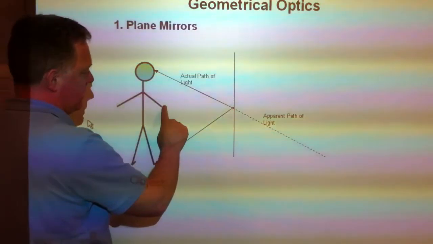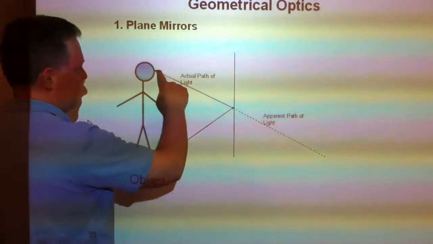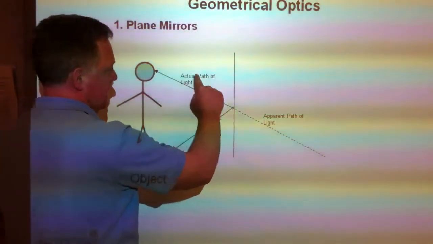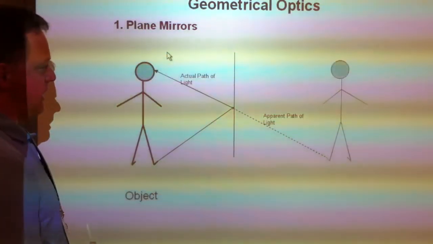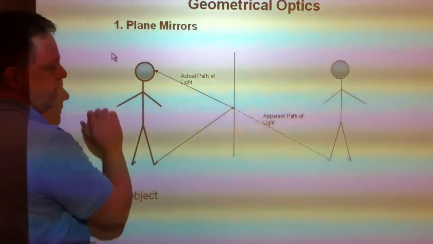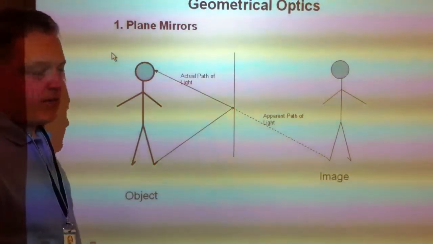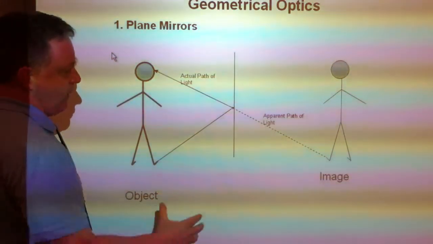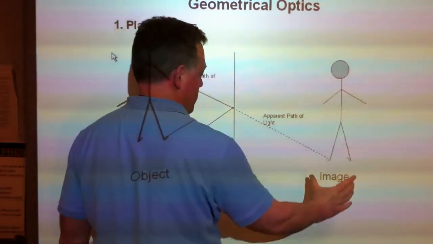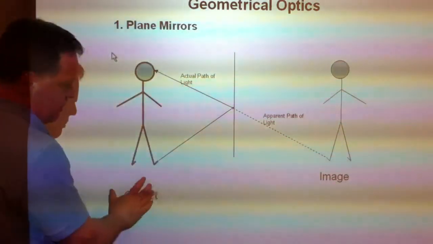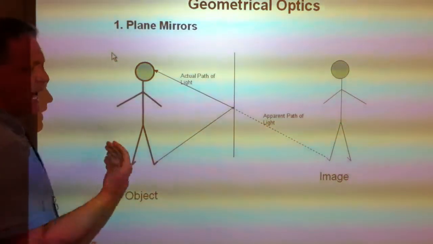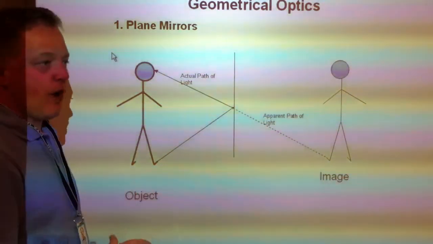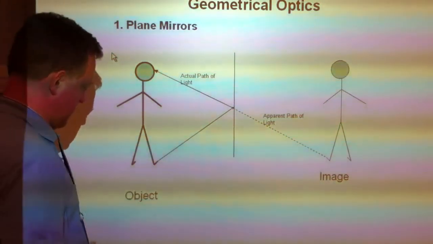So for his hand, the light's going to come off of here, reflect off of the mirror into his eye, and he's going to see the hand back in here. And he's actually going to see an entire image of himself back behind the mirror. Now, he's really not inside the mirror, so that's an image. The object is the real thing, the image is what we see. And most of this unit is going to be about describing the images we see.